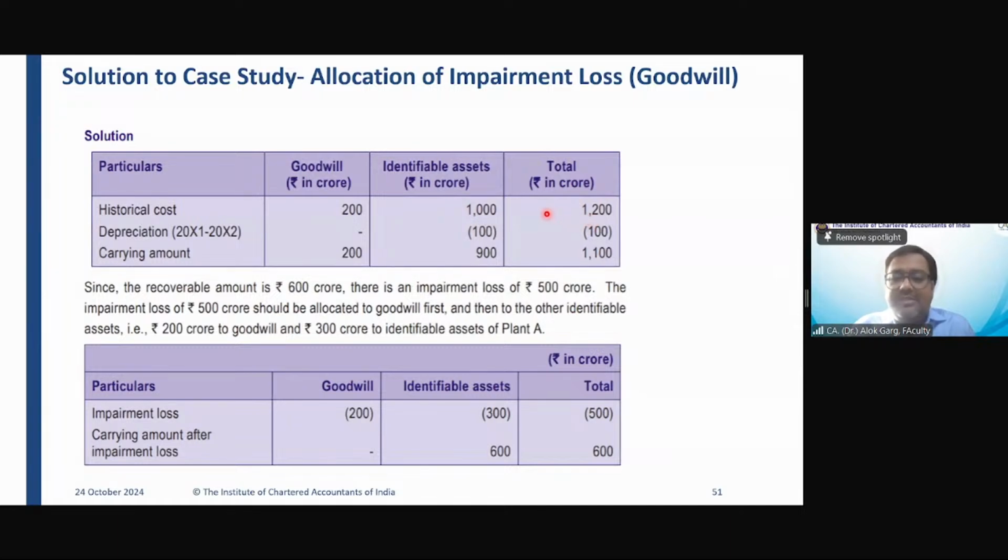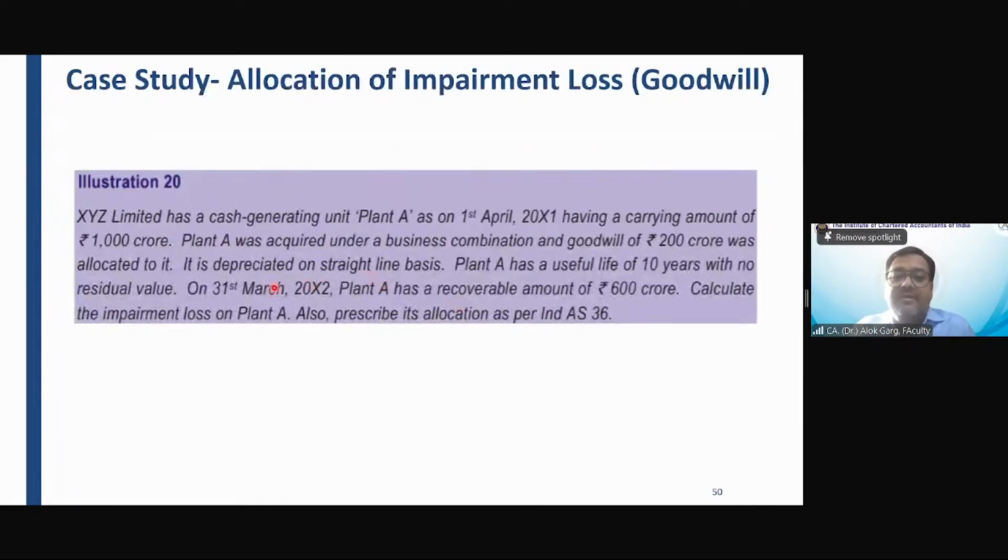If 1000 crore is the cost of the plant, what is the depreciation? 1000 divided by 10, 100 crores. So what is the carrying value? Goodwill 200, other assets 900. The total carrying value is 1100. What is the recoverable value of this plant? 600 crore is the recoverable value.